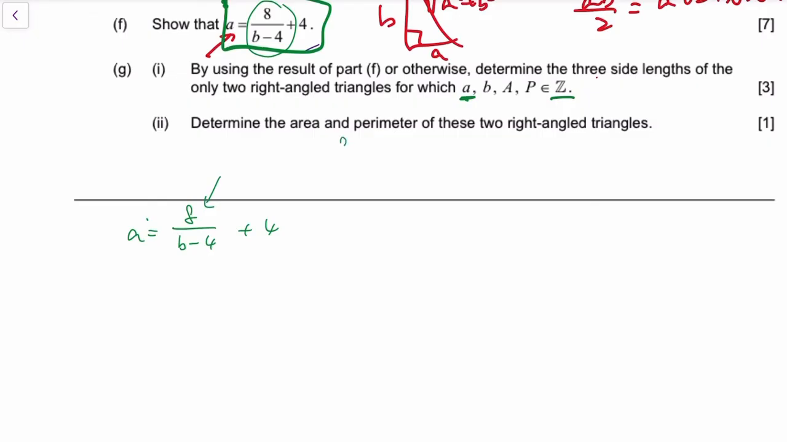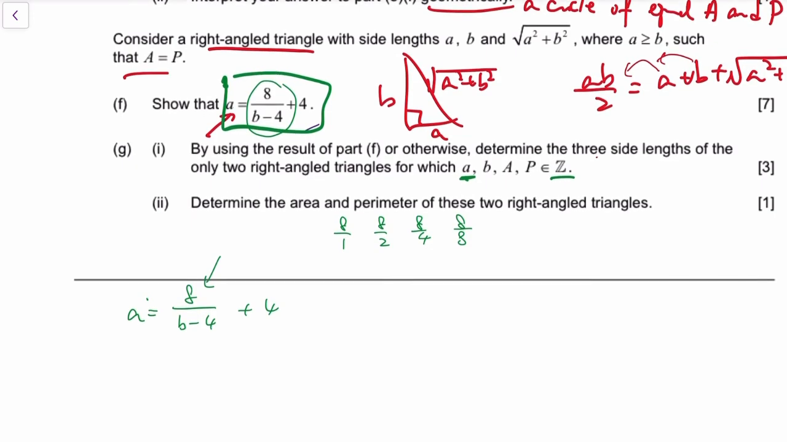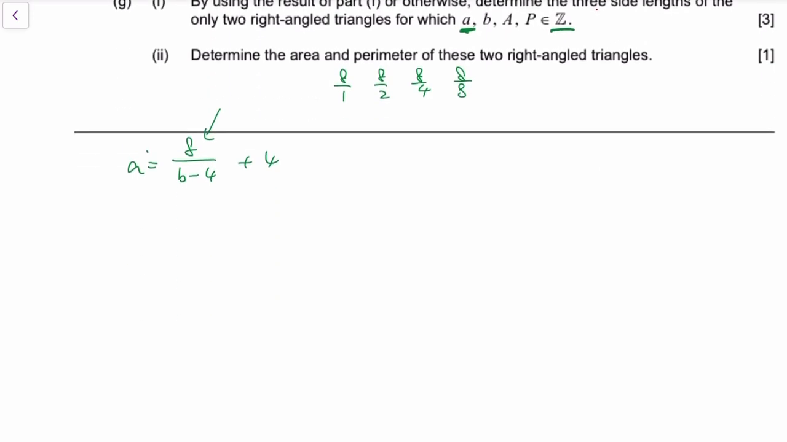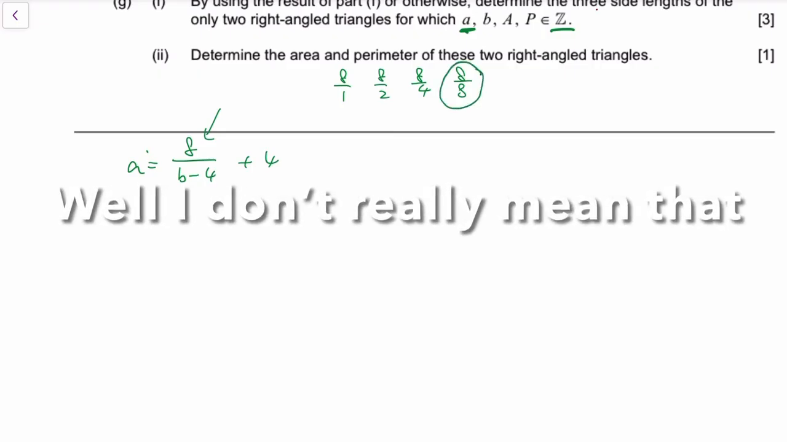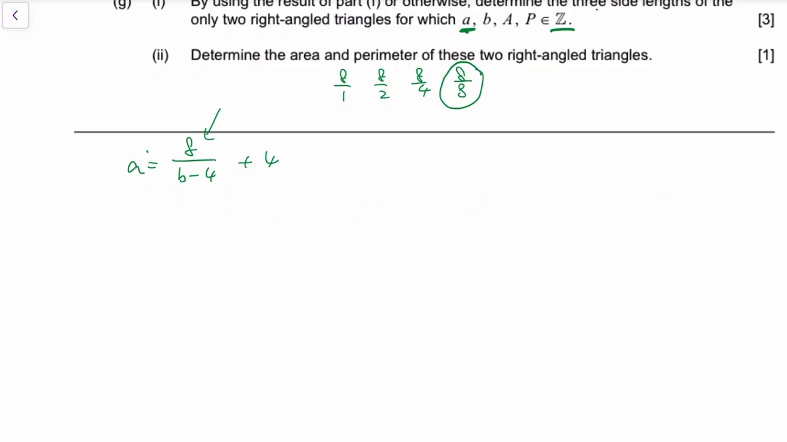B minus 4 can only be maybe 1, 2, 4, or 8. Otherwise, it won't be an integer. But B cannot be negative, right? B is a length. B cannot be negative. So the only choice is 8 over 8. So that's B being 4. So for A to be an integer, B has to be 8, or, oh no, I'm wrong, or 6, because 6 minus 4 is 2, or 5, because 5 minus 4 is 1.